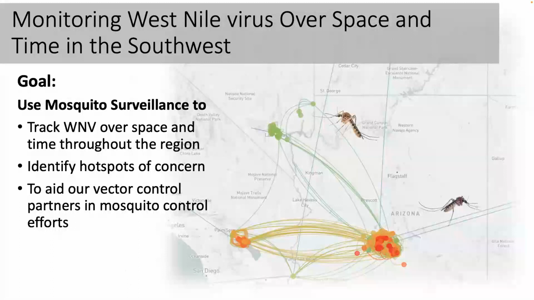And so what is the goal for our study? We want to be able to use mosquito surveillance as a tool to track West Nile virus over space and time throughout the region and identify hotspots of concern so that we can better inform our vector control partners in their mosquito control efforts.